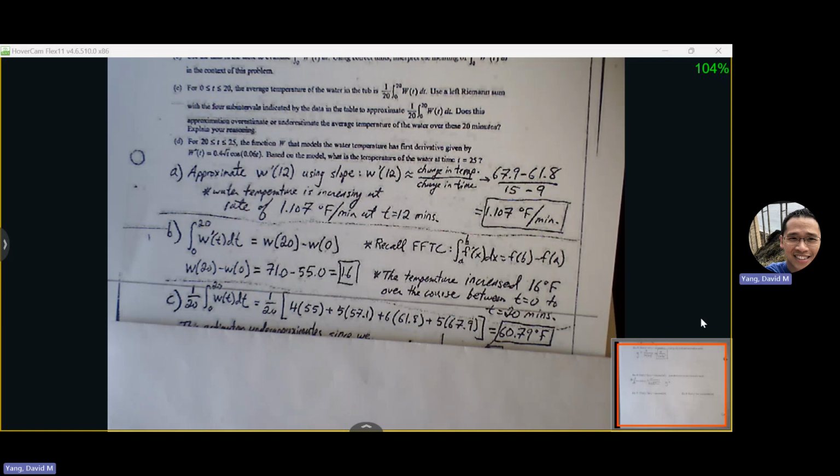Part C is the average value. I think within average value, they want us to use left Riemann sums. That'll show up on the quiz too. So we go through the left Riemann sum approximation, and this will give us our average temperature. And it's asking, is this an underestimate or overestimate? Well, they tell us at the beginning that W of t is strictly increasing, right? So since it's strictly increasing and I'm using left Riemann sums, I should be able to convince myself that all these rectangles are going to be inscribed. And so I should be getting an underapproximation.